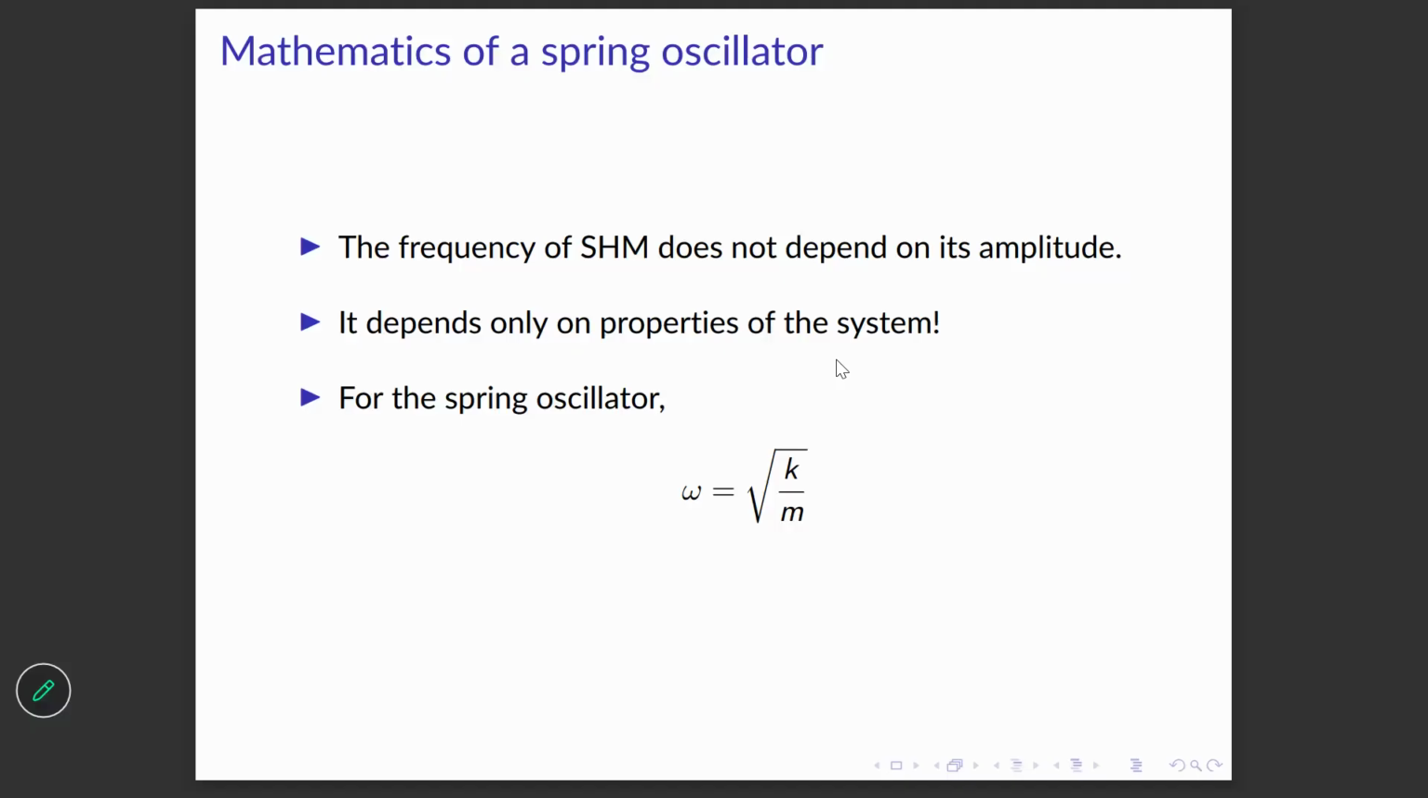Bigger amplitude, smaller amplitude means the height of the oscillation is bigger. But what controls the period for an oscillator? It's the oscillator, not the oscillation.